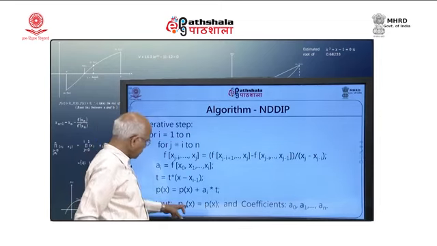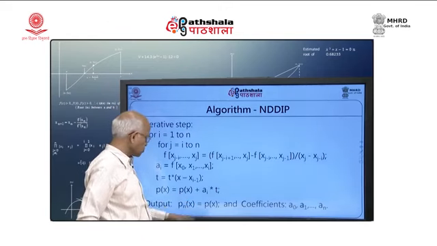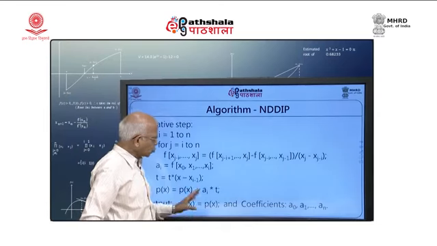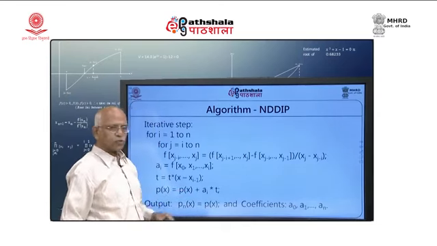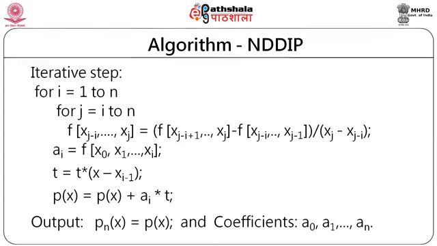So, this output p x I am storing as p n x just to indicate that this is the nth degree polynomial approximation to p x. And the coefficients a 0, a 1, a 2, a 3, a n, if I give you, you know the form of the Newton's divided interpolating polynomial. So, we can write down with these coefficients the Newton's divided difference interpolating polynomial.